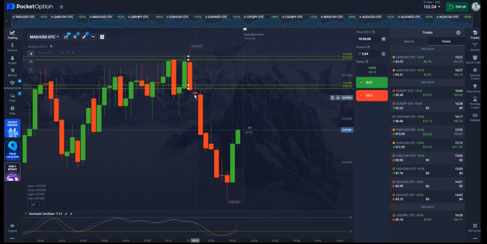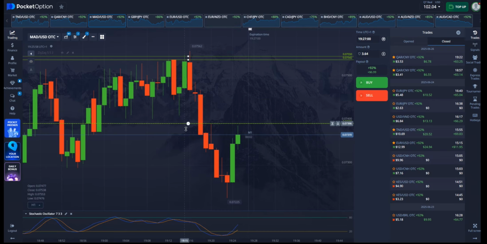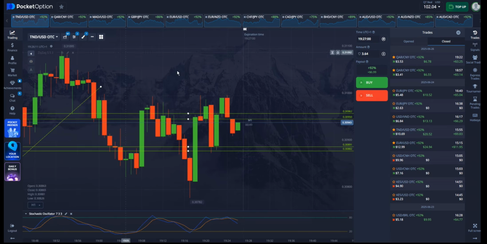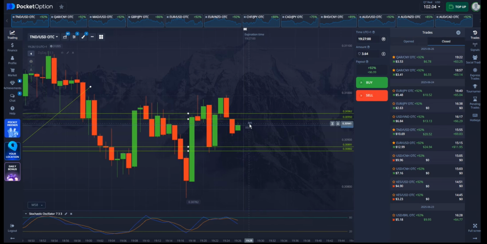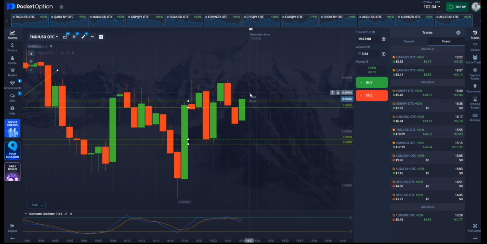Now this is a wonderful opportunity, I must say. I would have taken this trade if I was here earlier. But let's see. Now, this is what I want. If there is a failed retest, then we'll go with the sellers. If this fails down to this point, then we'll go with the sellers.